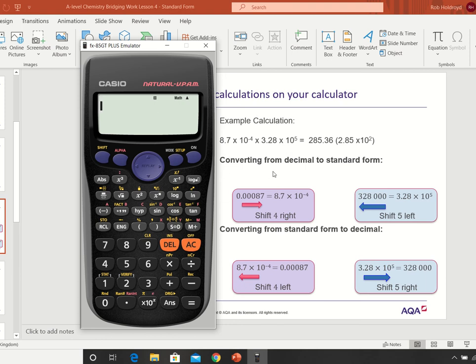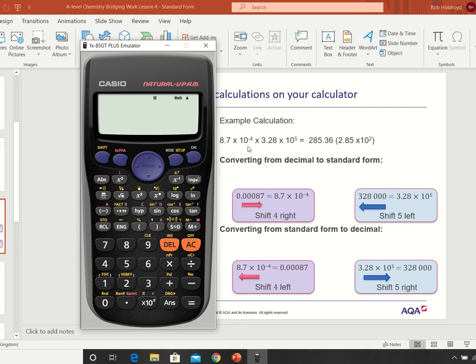There's a good chance most of you will now have a much more snazzy calculator than me, but the principle is the same. So to start with, let's see how we type this calculation into the calculator, and then we will look at some other things we can do to help you if you struggle with standard form.